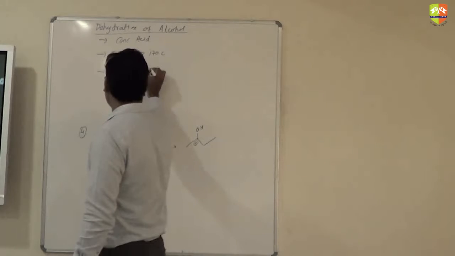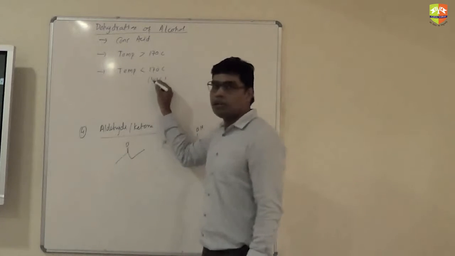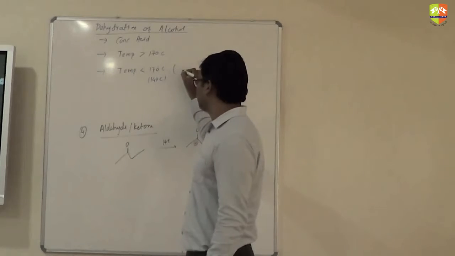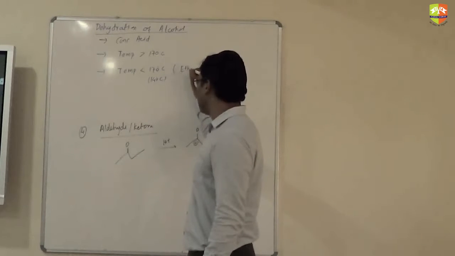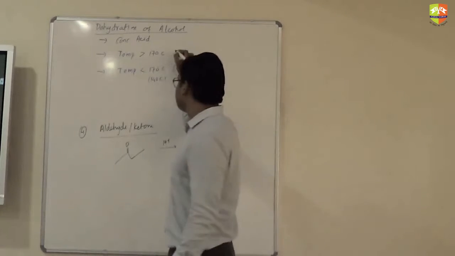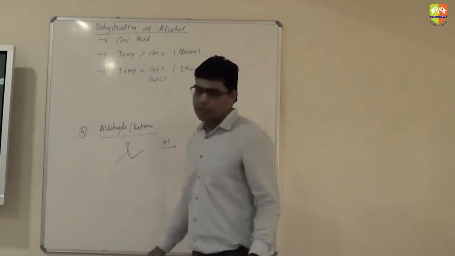Less than 170 degrees Celsius, or 140 degrees Celsius, is mentioned. I have some questions which have mentioned this particular temperature. Right? So when the temperature is this, it gives you ether as the product. We take two molecules of alcohol over there. When you have this, it forms alkene.